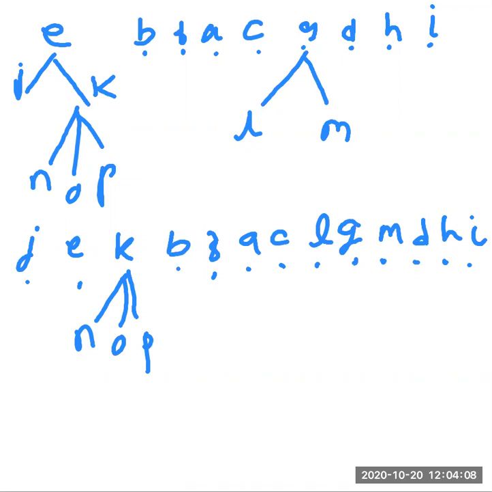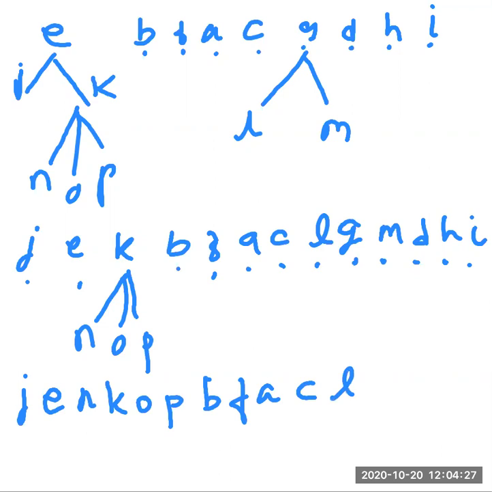I will split the next part of the tree. It will be J as it is, E as it is. Now for K, N, O, P, the left subtree is N. So N, then root of the tree. So K, O, P, B, F, A, C, L, G, M, D, H, and I. So this is the in order traversal of the tree.